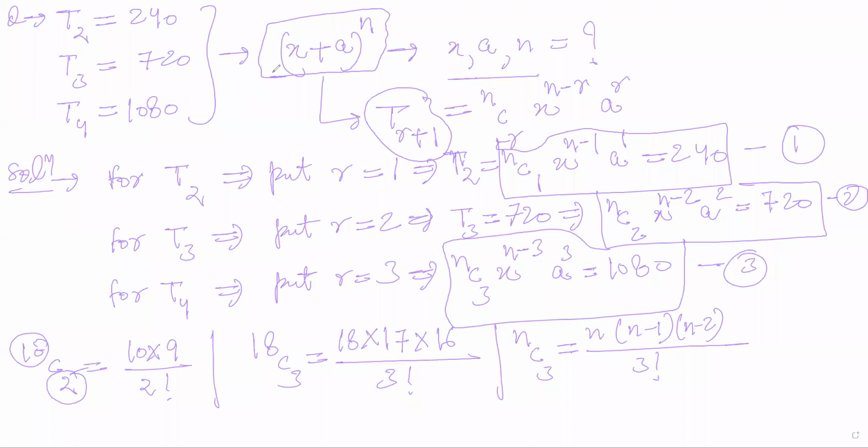Everybody has written this? Okay. So my first equation is NC1. NC1 is just simple n. This is my first equation. NC2 is n into n minus 1 divided by 2 factorial, which is 2 only.